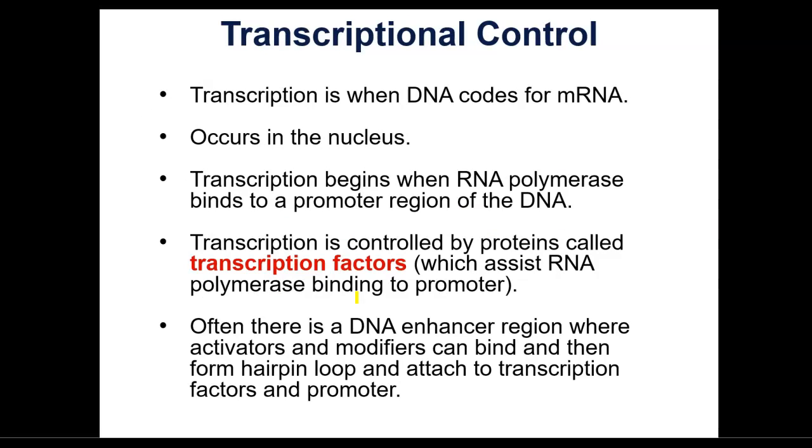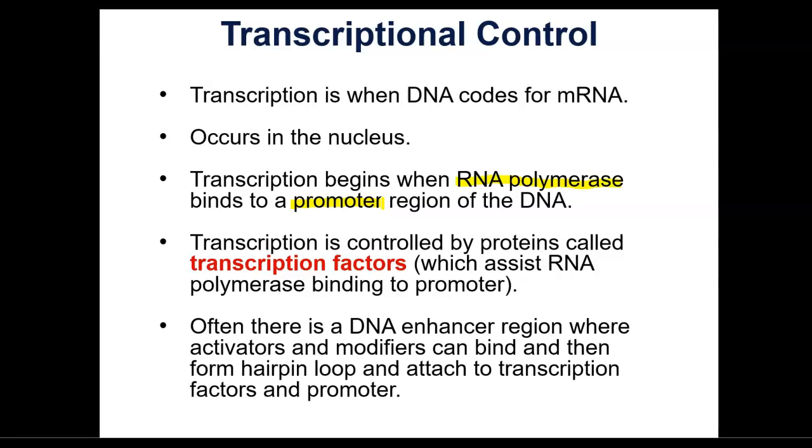So, okay, moving on to transcriptional control. A reminder from Chapter 12, transcription is when DNA codes for messenger RNA, and this happens in the nucleus. It begins when RNA polymerase binds to a promoter region of the DNA. So when RNA polymerase binds to the promoter, that is when transcription begins.